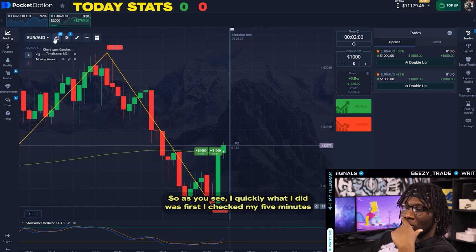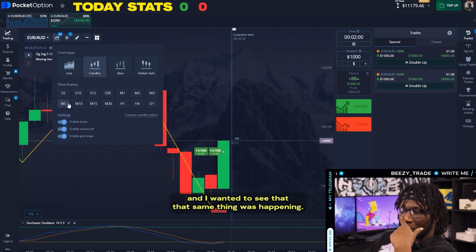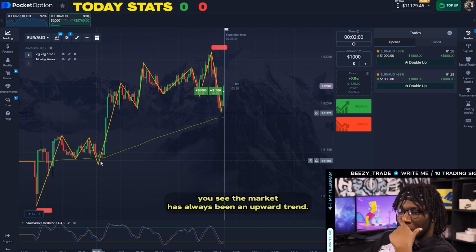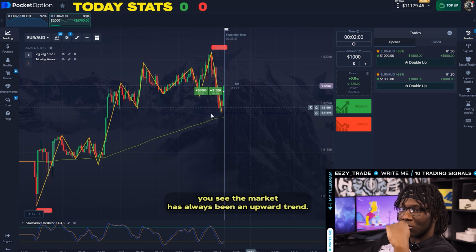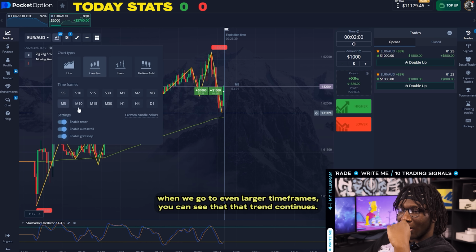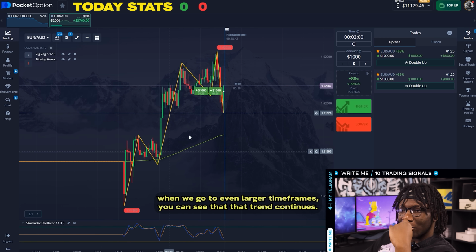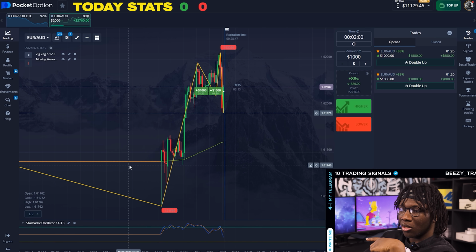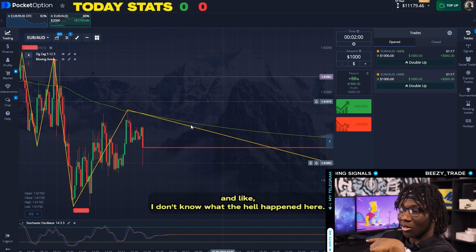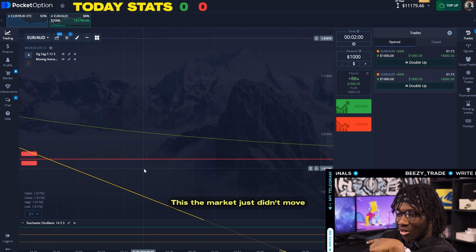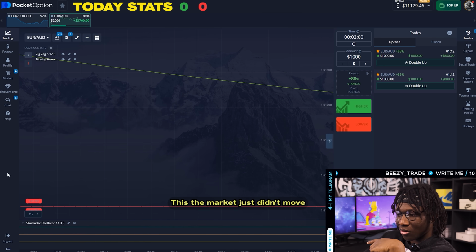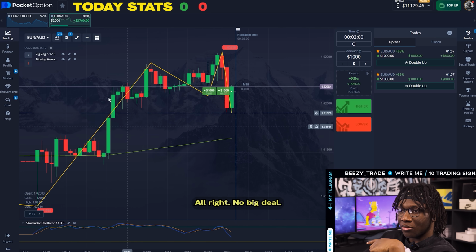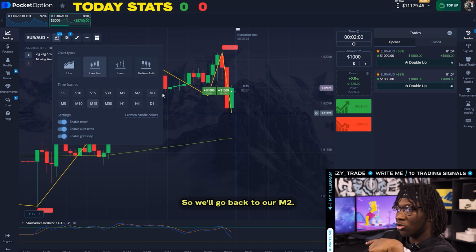So as you can see, what I did was first I checked my 5 minutes and I wanted to see that the same thing was happening. But you can see when you look at 5 minutes, the market has always been in an upward trend. And when we go to even larger time frames, you can see that trend continues. I'm looking at my 200 EMA to really gauge for it. And as you can see, I don't know what the hell happened here. Is it that the market just didn't move? Or is it because of the weekend? All right, no big deal. So we'll go back to our M2.